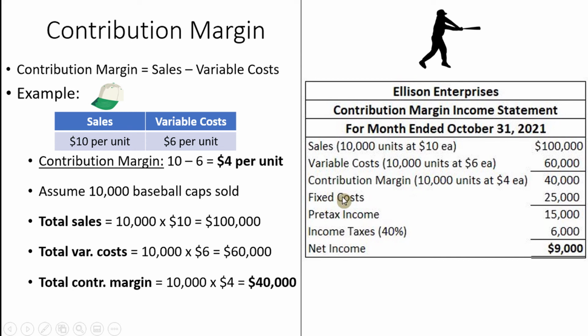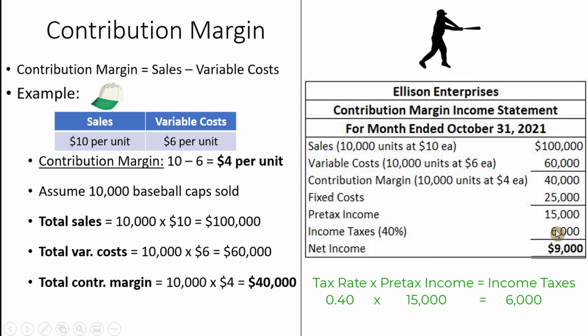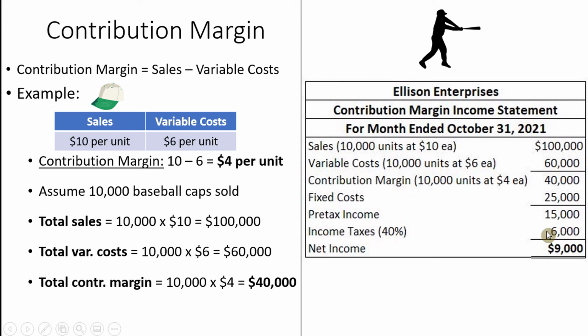So if we assume that fixed costs are $25,000 in our example, we have $40,000 in contribution margin minus $25,000 in fixed costs gives us $15,000 in pre-tax income. We can also subtract the income taxes of, let's say, 40%, which equals 0.4 times 15,000, which would give us $6,000 in taxes. $15,000 in pre-tax income minus the $6,000 in income taxes equals $9,000 in net income.